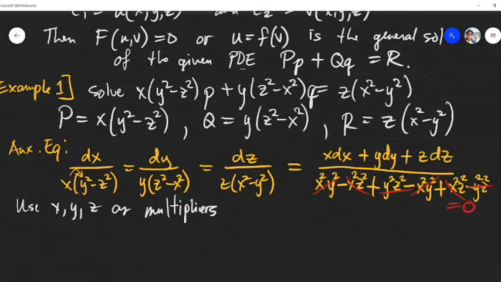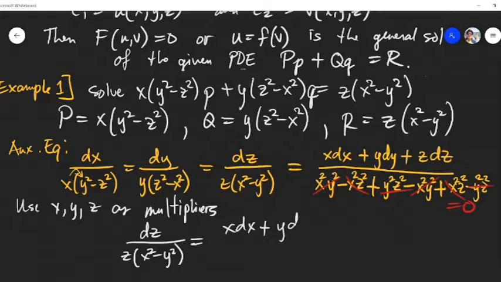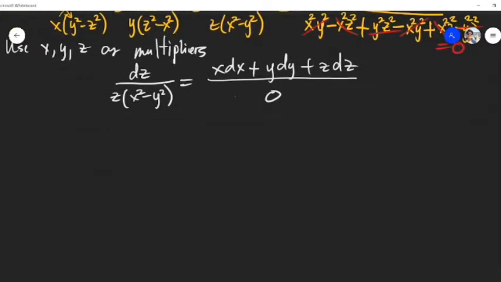Okay, so we pair one of the fractions in the auxiliary equations. Let's say we use dz over z times x squared minus y squared. So this is equal to the numerator x dx plus y dy plus z dz all over 0. So that's, as you can see, if we cross multiply it there, dun sa numerator ng left side, the whole expression would be 0. So we have 0 is equal to x dx plus y dy plus z dz.